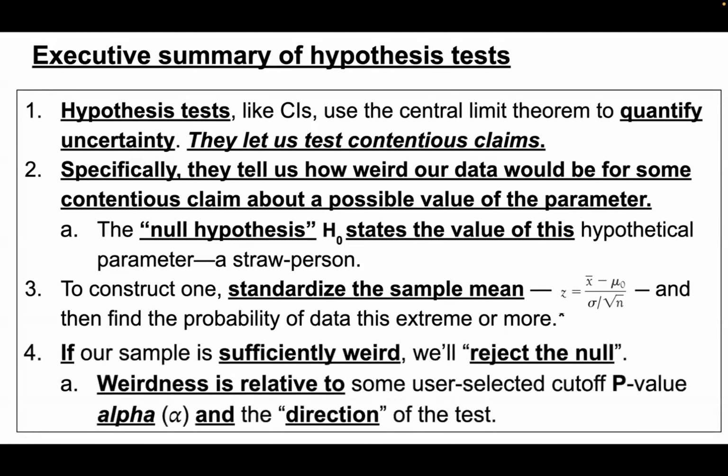So then if our sample is sufficiently weird, we reject the null. Again, weirdness is relative to some user-selected cutoff p-value. Remember that we're just calling probabilities p-values now. That's kind of a silly thing, but that's a new bit. So it's relative to some cutoff p-value alpha. We typically use the cutoff of 0.05, which corresponds to the confidence level of 95%, and is relative to the direction of the test. And that's something that's not really a component piece of confidence intervals.